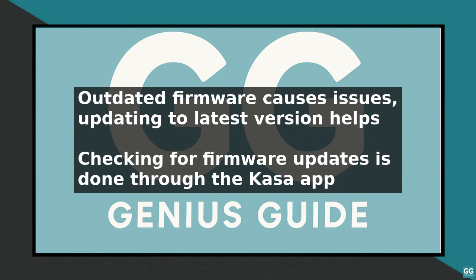After resetting, you will need to set up your camera again through the Kasa app. Ensure that you enter the correct Wi-Fi password and follow the in-app instructions carefully to complete the setup process.